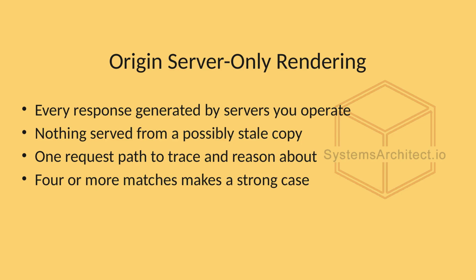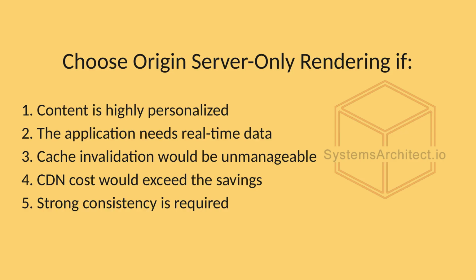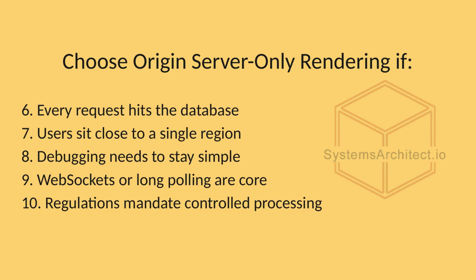Mark the points below that describe your workload. If this list collects more marks than the last one, keep the rendering at home. 1. Content is highly personalized. 2. The application needs real-time data. 3. Cache invalidation would be unmanageable. 4. CDN cost would exceed the savings. 5. Strong consistency is required. 6. Every request hits the database. 7. Users sit close to a single region. 8. Debugging needs to stay simple. 9. WebSockets or long polling are core. 10. Regulations mandate controlled processing.